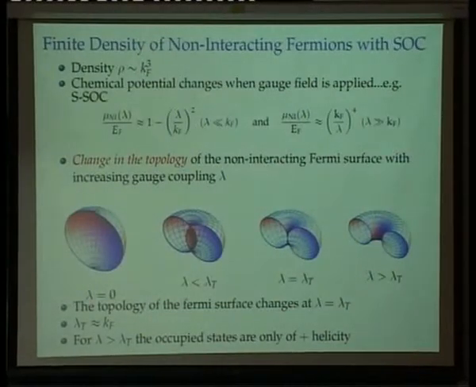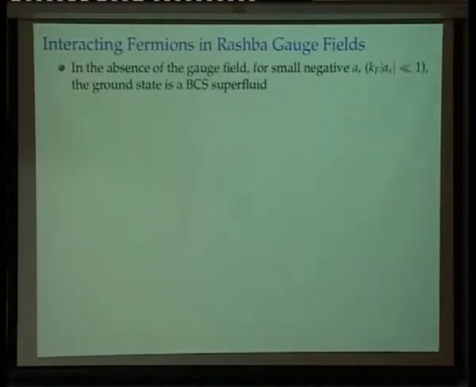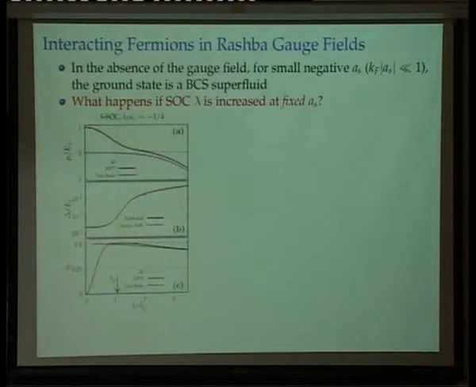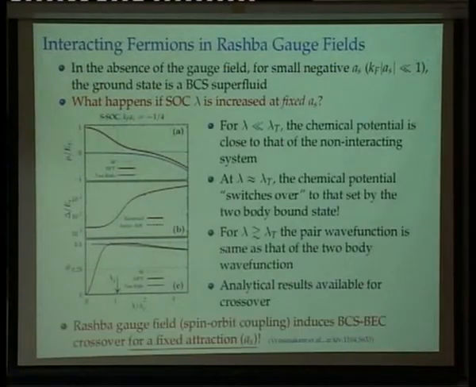Now I'm going to turn on interactions. I'm very excited because I believe that something is going to happen in this regime of lambda t, because the Fermi surface topology is going to change. Here's the setting. I'm going to take a small negative scattering length, which means I have very weak attractive interaction. And what I'm going to do is fix the scattering length and change lambda. And so here is the result of the calculations.